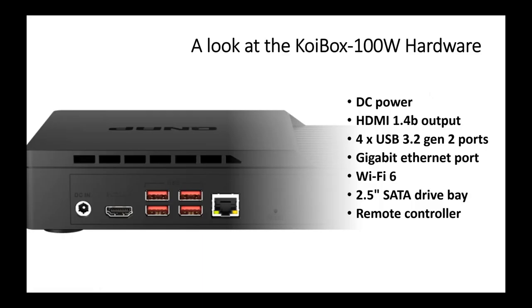Here we'll quickly take a look at the actual box itself. The KoiBox 100W has a DC power input. It includes an HDMI 1.4b output to connect to a display or a projector. There are four USB Type-A USB 3.2 Gen 2 ports, which are used to connect USB microphones, speakers, cameras, keyboards, and mice.